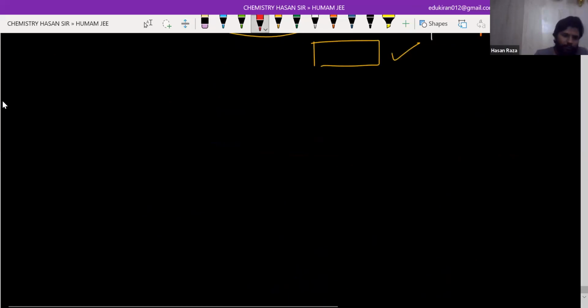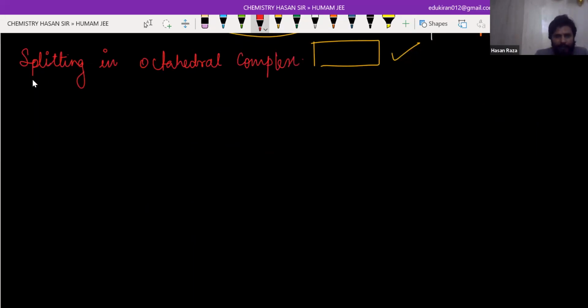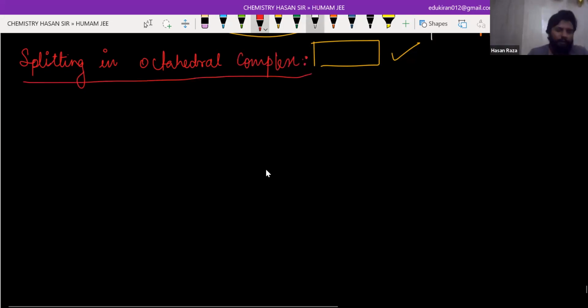Now I'm going to show you the splitting in octahedral, which we are studying. Actually, we cannot complete this today. We will just draw the diagram and continue in the next class. As I told you, the splitting will be on the basis of how many ligands are surrounding the central metal atom and the charge on the central metal atom.